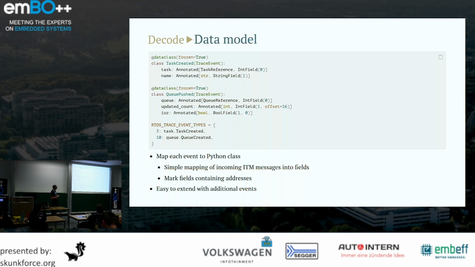For the queue pushed event, we also have a queue reference, which is also an address, but we are splitting the second packet in the trace event into two fields, like updated count, so we know how many items are in the queue, and we are decoding some flags. So basically, this is the model where you can build dozens of events as necessary, and then we just map it to different IDs. So we can extend this quite easily.